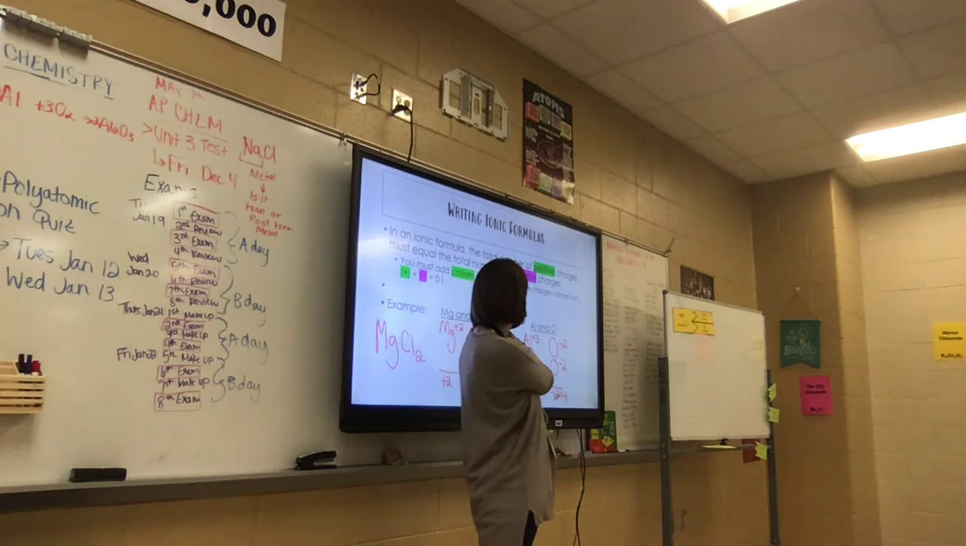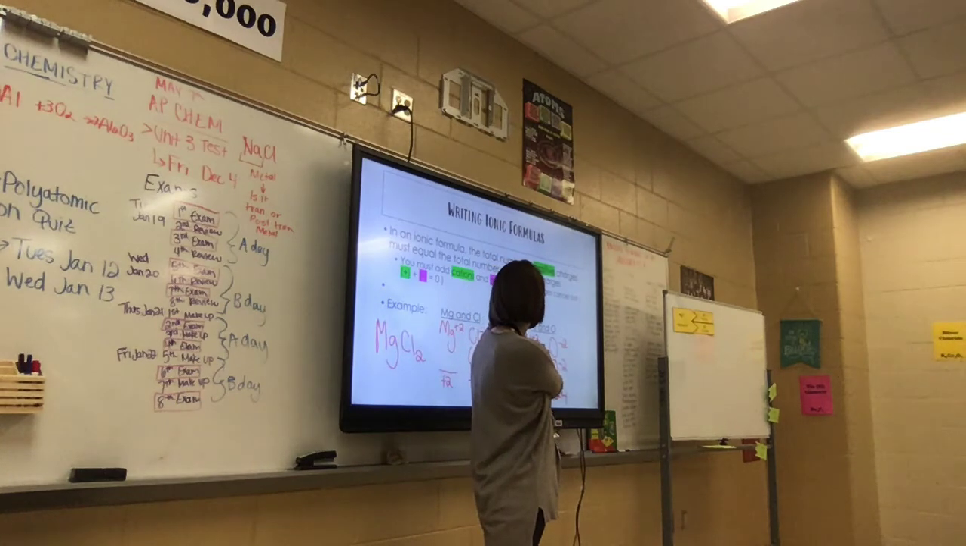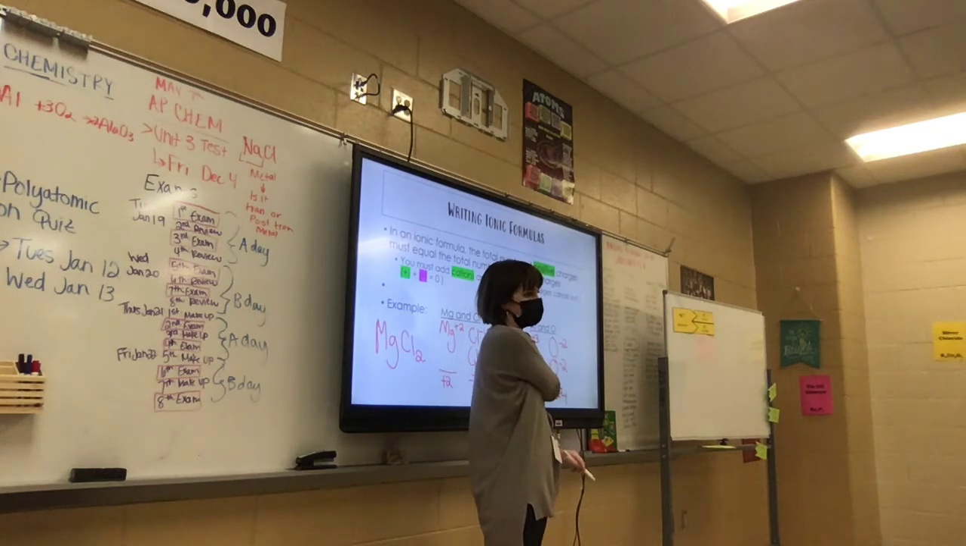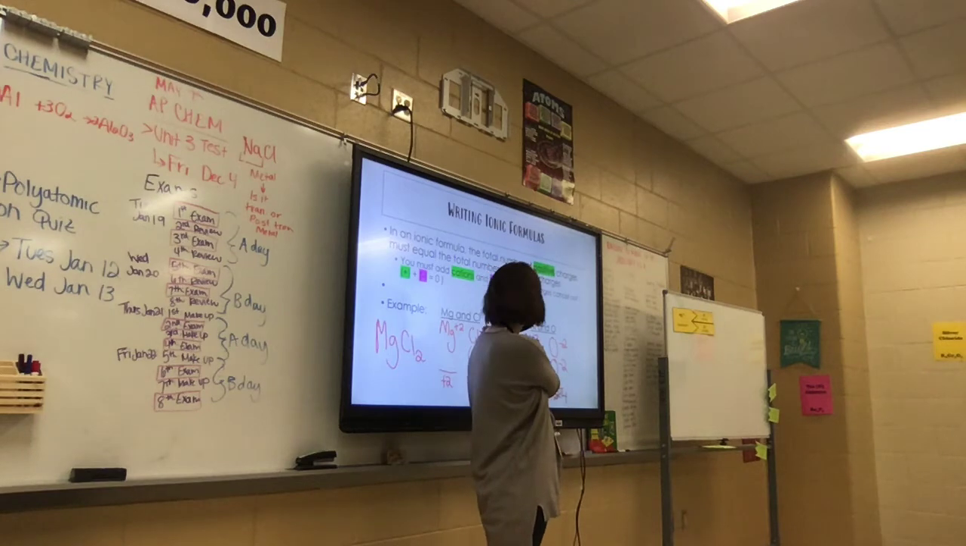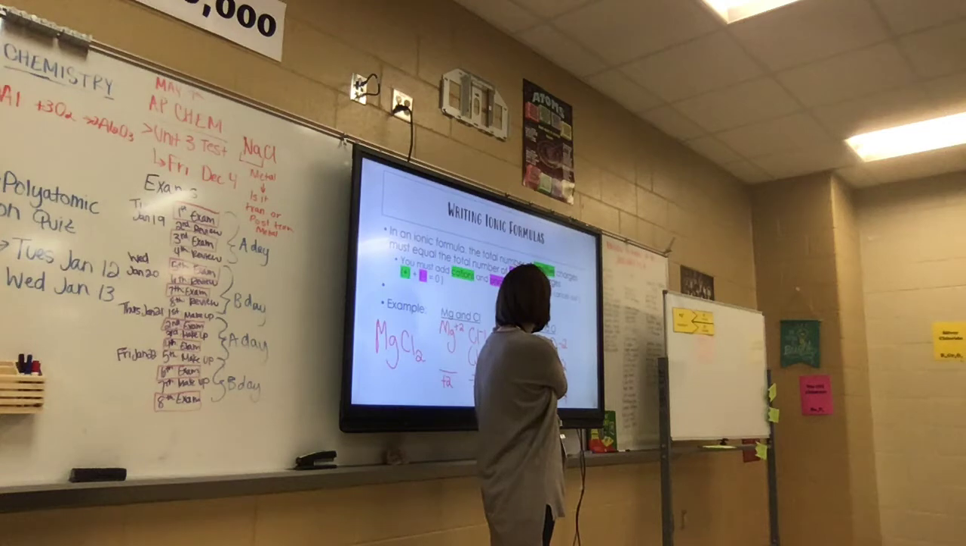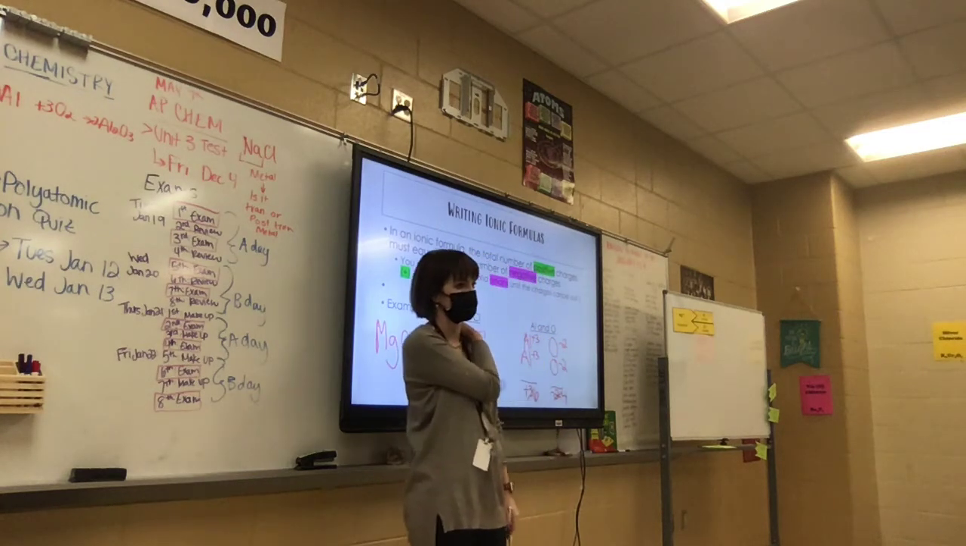So what I'm going to do is add another aluminum. Now, can I add aluminum +1? No, it has to be a +3, okay? +3, that makes that +6, okay?